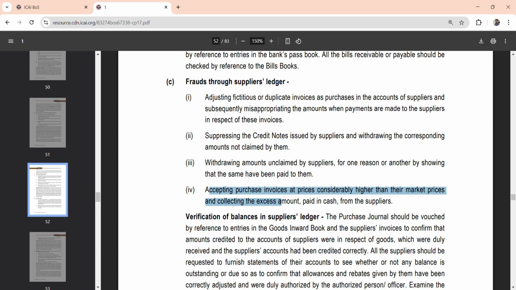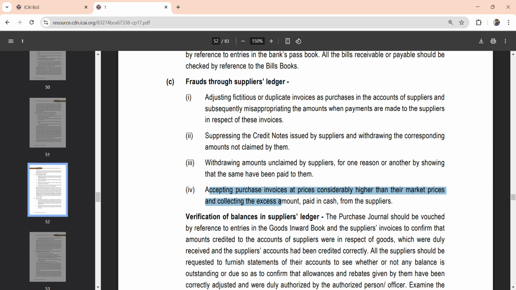Lastly, accepting purchase invoices at prices considerably higher than the market price and collecting the excess amount. This is nothing but entering into a dealing with the supplier, saying I will buy from you for ₹1,000, but the value is only ₹400. So the remaining 600 I will give you 40%, remaining 60% I will take. This kind of understanding between the vendor and the cashier or the accountant, as the case may be.